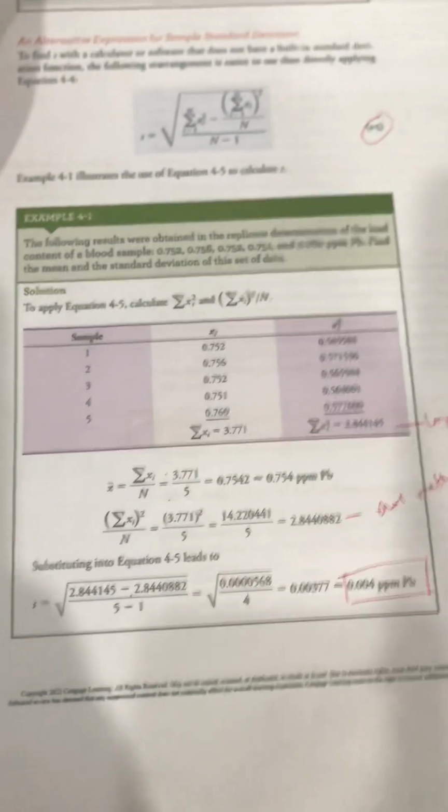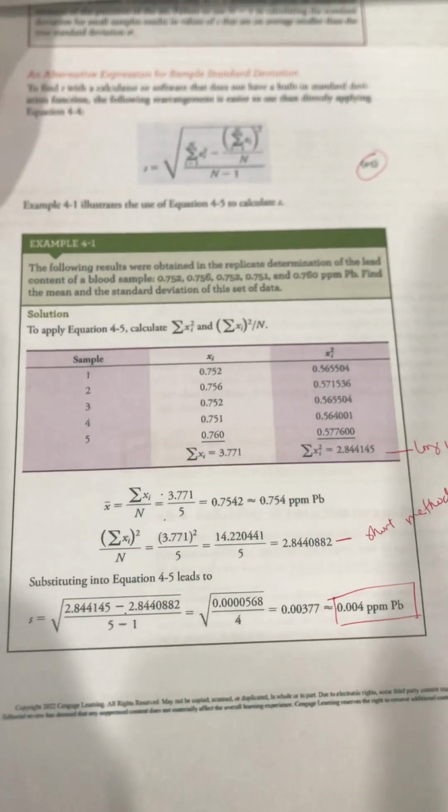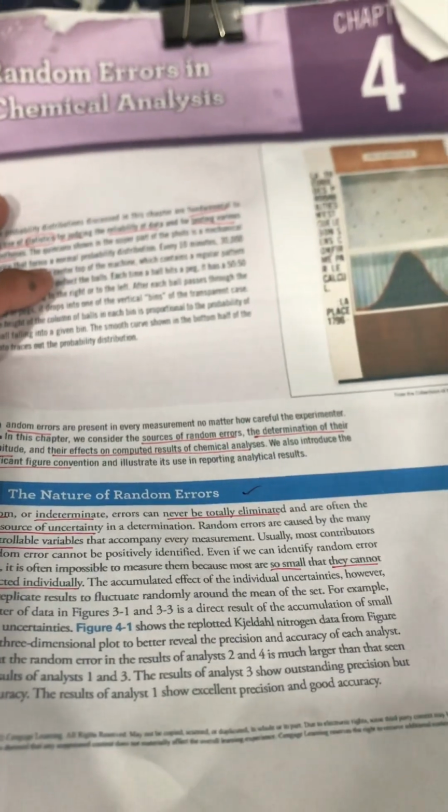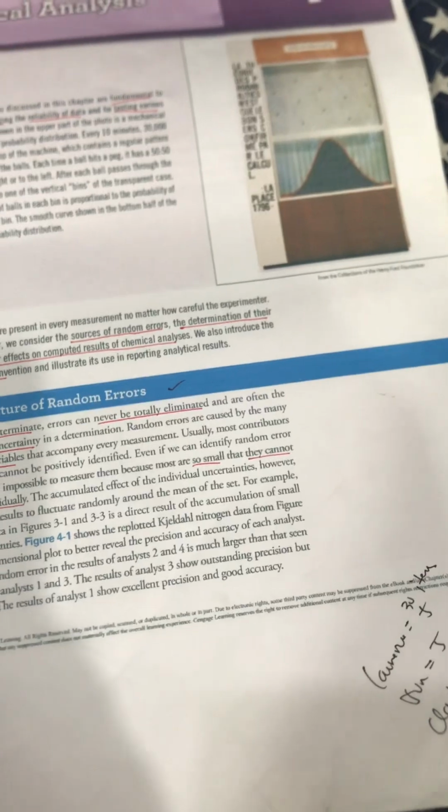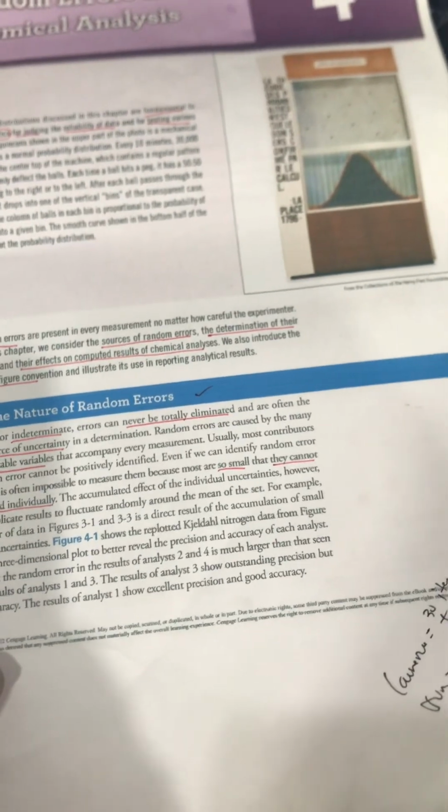Okay, so good morning. As we will be discussing the random errors in chemical analysis. As we can see, the nature of random errors, they are indeterminate. Errors can never be totally eliminated and are often the major source of uncertainty in determination.